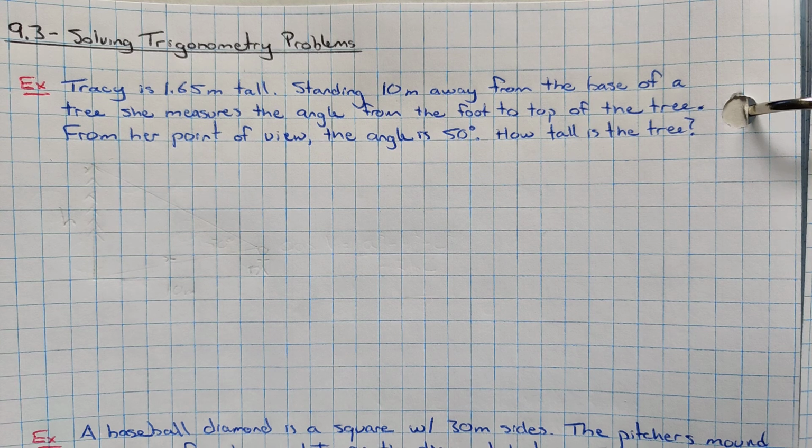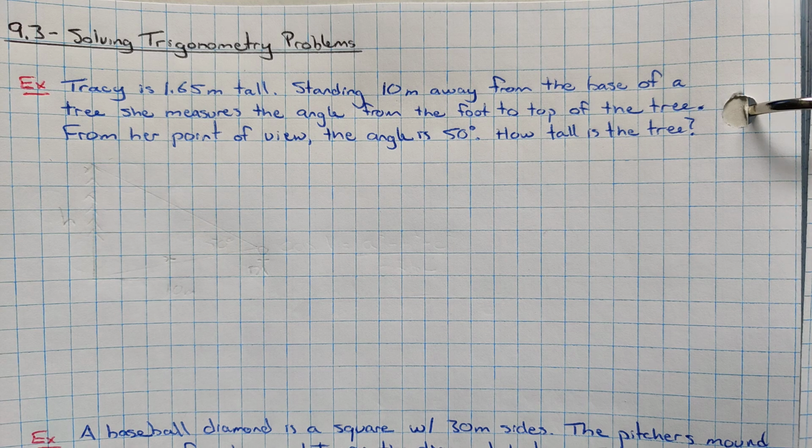So if we start with looking at Tracy here and her tree problem, we got Tracy, who's 1.65 meters tall. She's standing 10 meters away from the base of a tree, and she measures the angle from the foot to the top of the tree. From her point of view, the angle is 50 degrees. How tall is the tree? So this may sound like something we've done before with similar triangles and things like that.